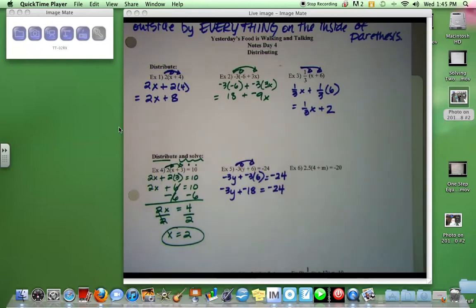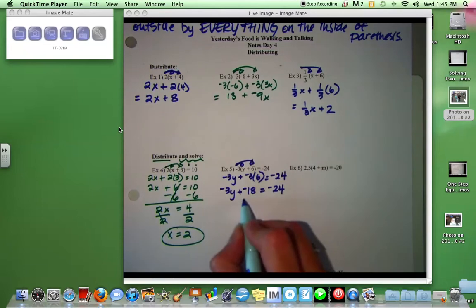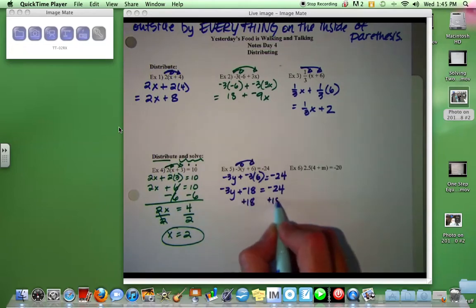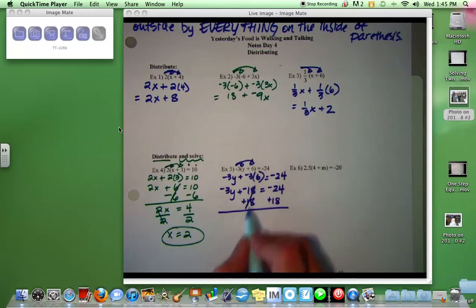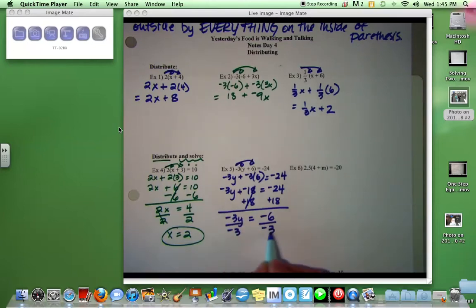Now we're to our two-step equation. So now you add 18 to both sides. Then it'd be negative 3y equals negative 6. Now what do we do to both sides? Divide by negative 3. Why would it be negative 3? Oh, yeah. Never mind. Because y equals negative 2. So positive 2. How's it positive?